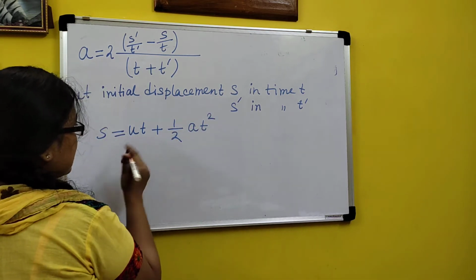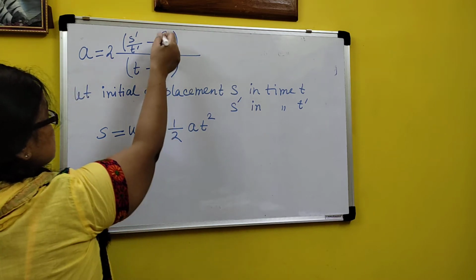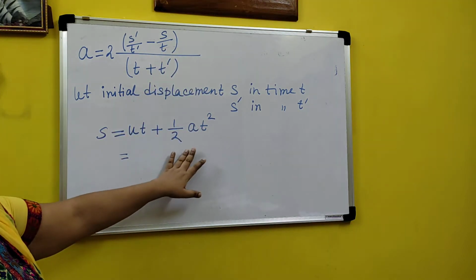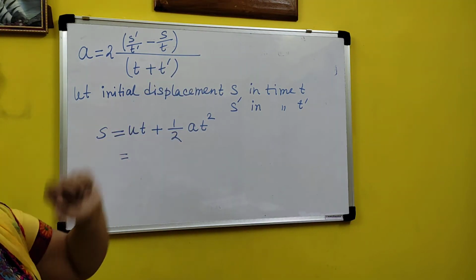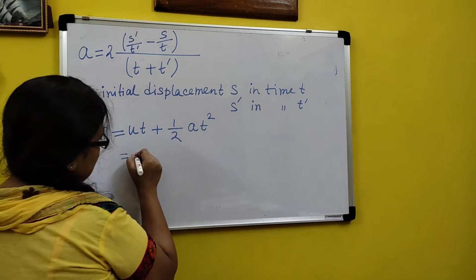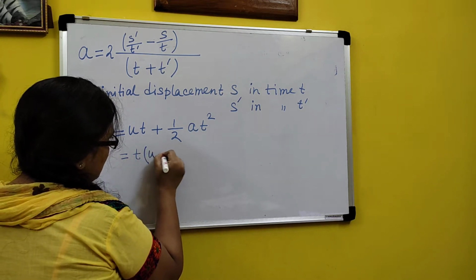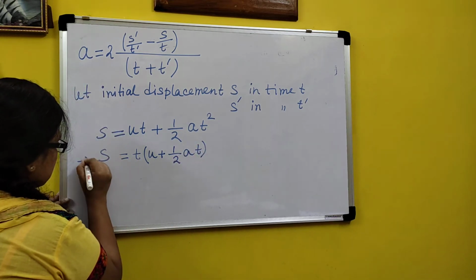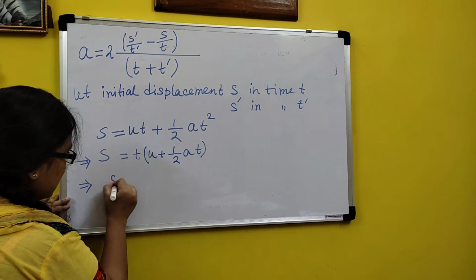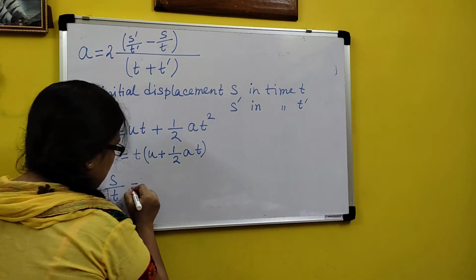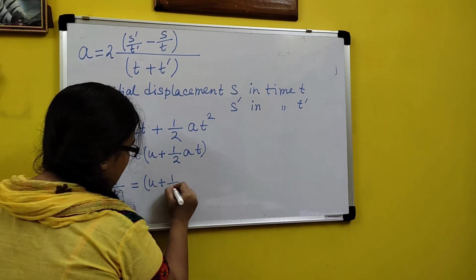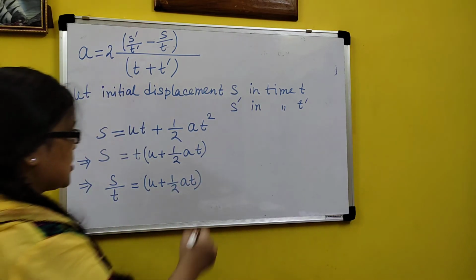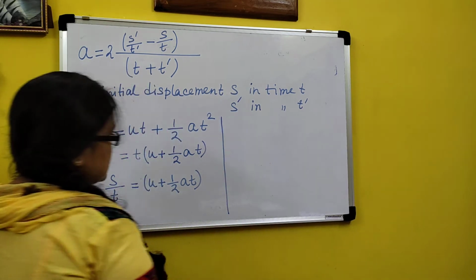Now both have a t. In this expression I am having s by t, so this is one equation from where I can also get s by t. Let's proceed like that. Taking t common, u plus half at equal to s by t. So s by t equals u plus half at. That is the first thing. Copy it down, please.